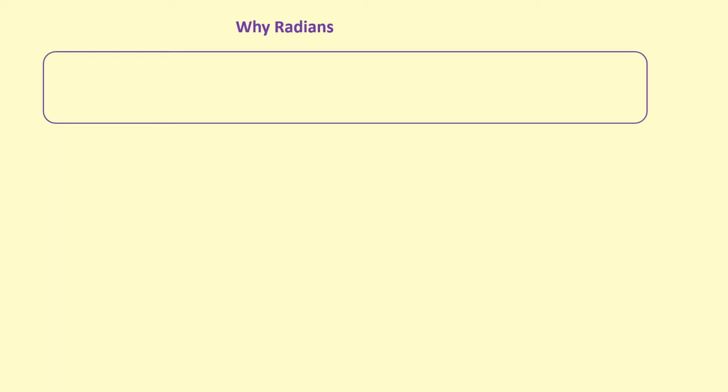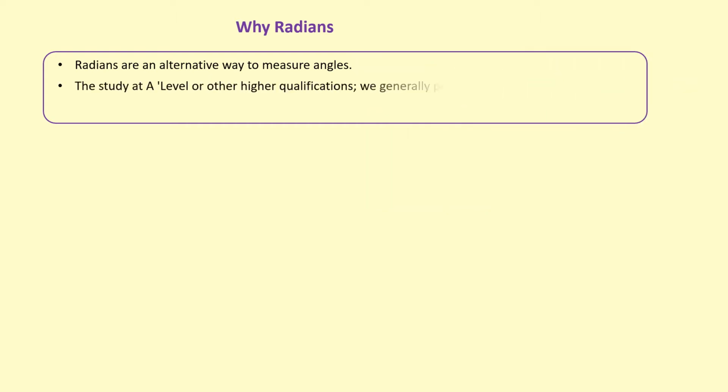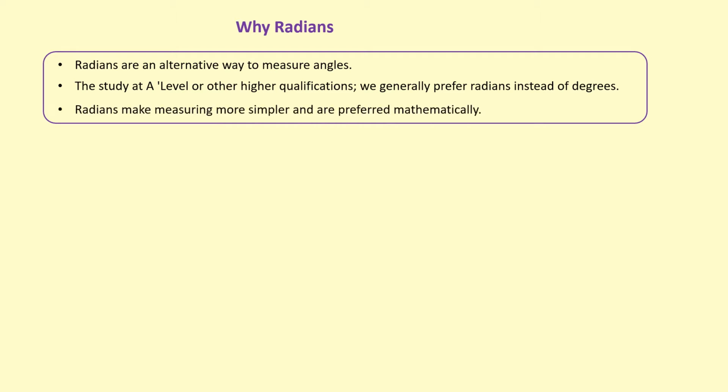So why radians? Well, radians are an alternative way of measuring angles. I know, not another measuring device that is required, and what on earth are radians? But trust me, okay? At the study of A level or other higher qualifications, we generally prefer radians instead of degrees. Radians make measuring simpler and are preferred more mathematically.